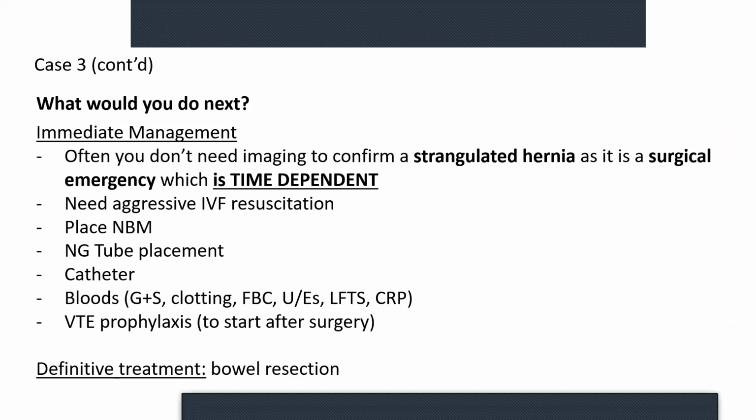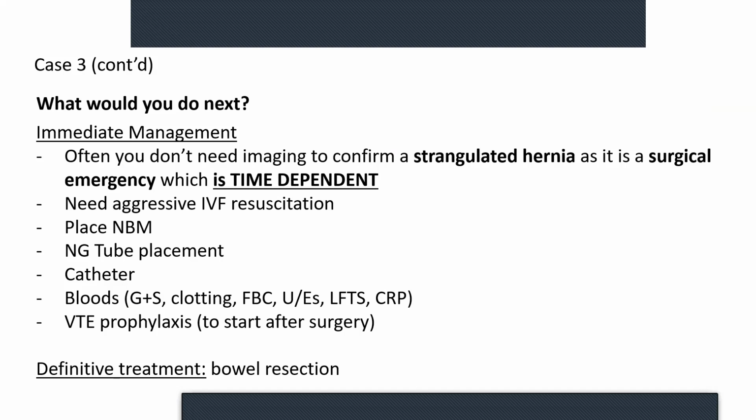So what would you do next? Your immediate or initial management is, if you see any patient with a strangulated hernia, it's a surgical emergency, which is time dependent, because if you don't treat it, that part of the bowel will die off. So you don't necessarily need any sort of imaging to bring the patient to theater. But the most important thing is you need to stabilize the patient before they go to theater. So making sure they have at least aggressive IV fluid resuscitation and are nil by mouth.